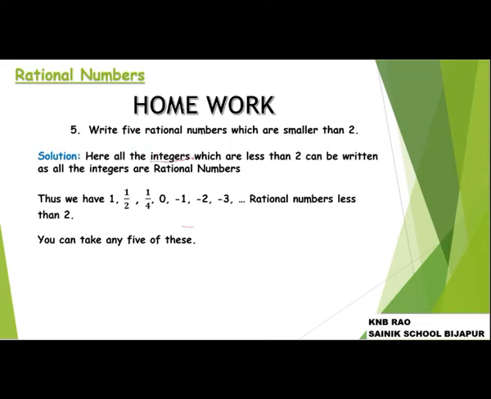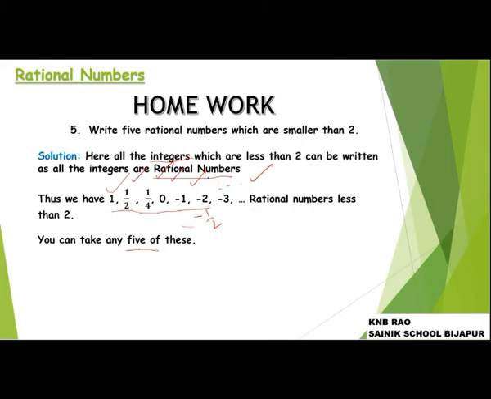Since all integers are also rational numbers, you can list so many integers which are less than 2. That is enough to say. You can choose any 5 and say, here I have taken 1, even half which is a rational number, 1 by 4 which is less than 2, 0 which is less than 2, minus 1, minus half you can write. Like that, so many you can say, 5 of them can be chosen and written. So it's an easy question.